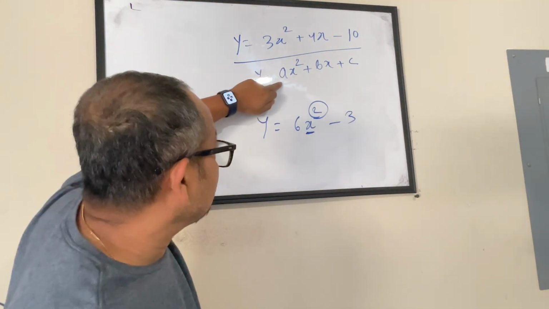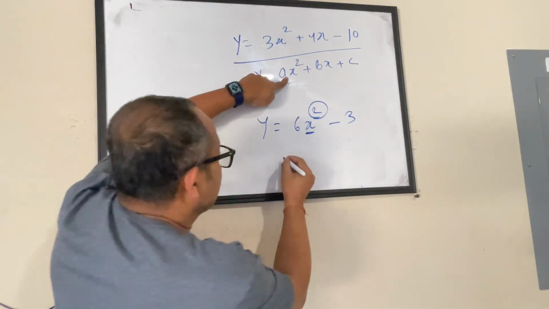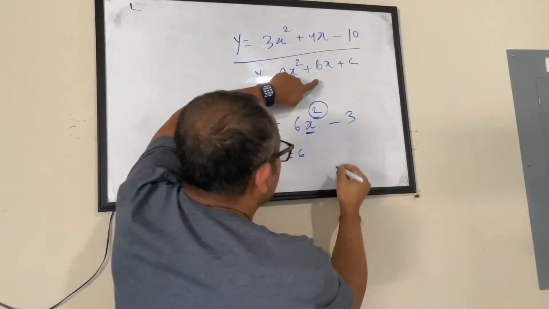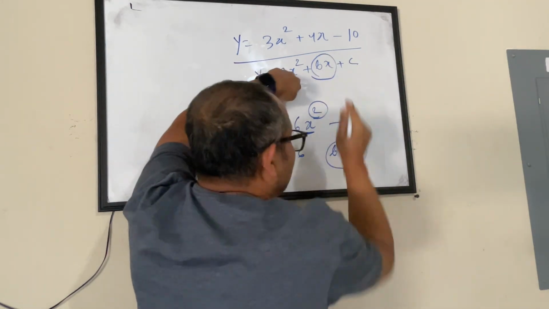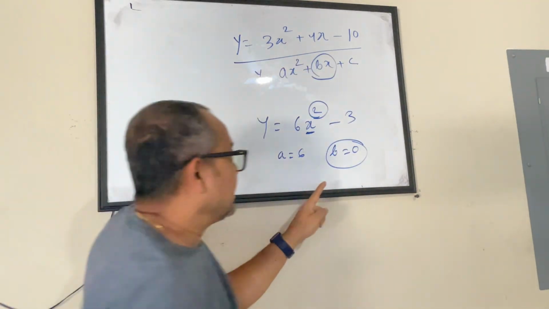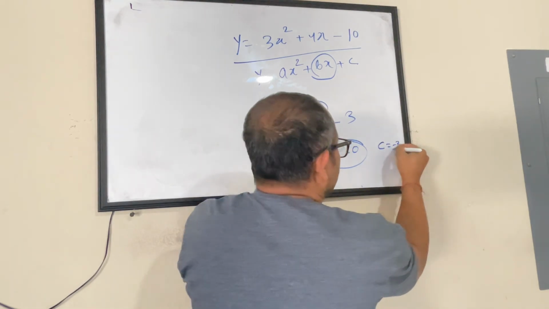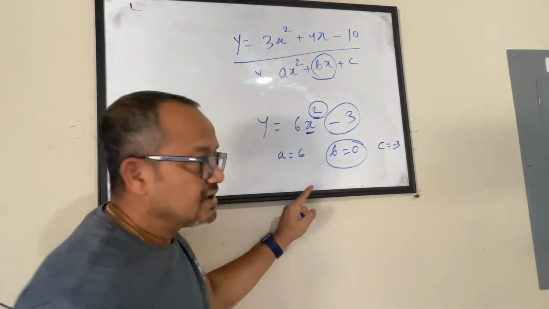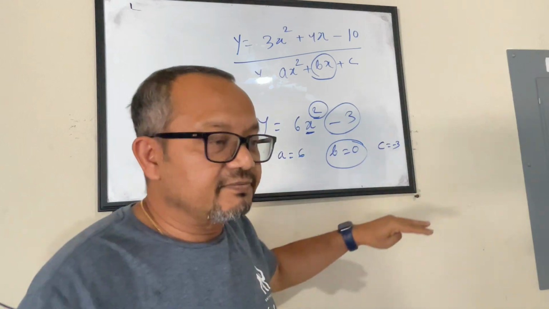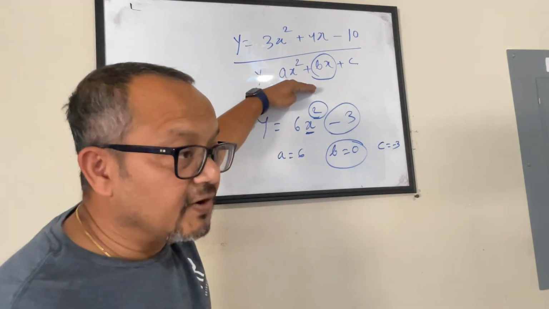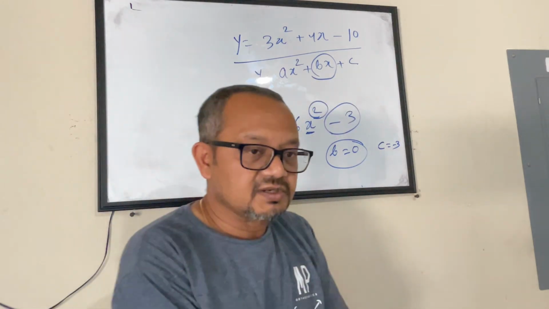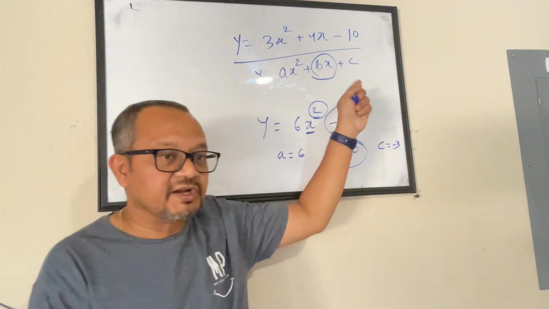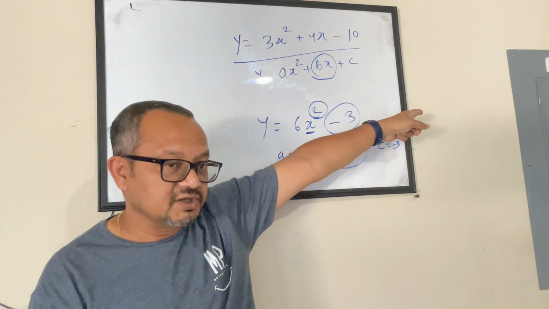Now if you relate that with the standard form, you will say, okay, a equals 6, b equals 0. That is how the term with x disappeared. And then c equals minus 3. So you can always relate any quadratic equation with the standard form and find out the corresponding values of these variables, or the coefficients of x squared, x, and the constant term.